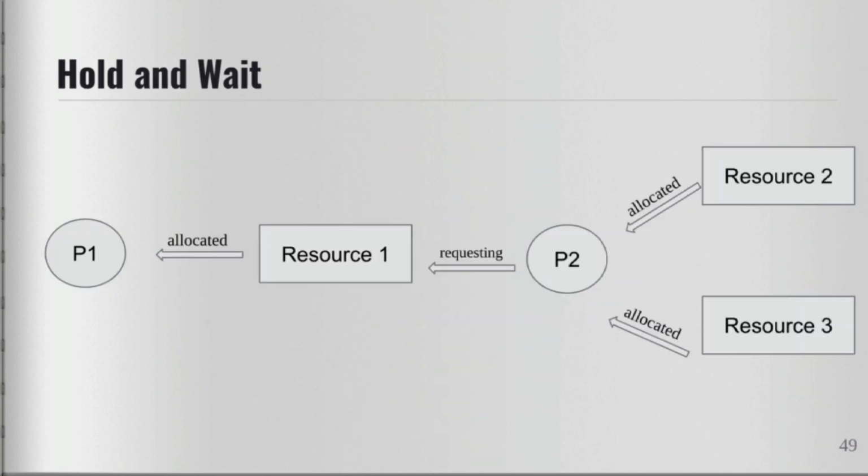Okay, the second one is hold and wait. In hold and wait, a process holds one or more resources, and at the same time, it's requesting another resource which could be allocated to another process. So in this case, let's say P2 is holding 2 resources, resource 2 and resource 3. And while it's holding them, it's also requesting another resource, resource 1, which is actually being used by P1 at this time. So that is your hold and wait condition.